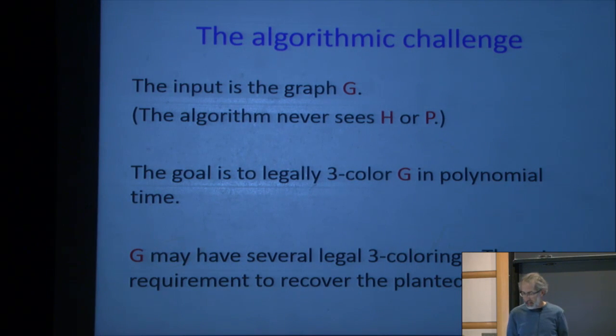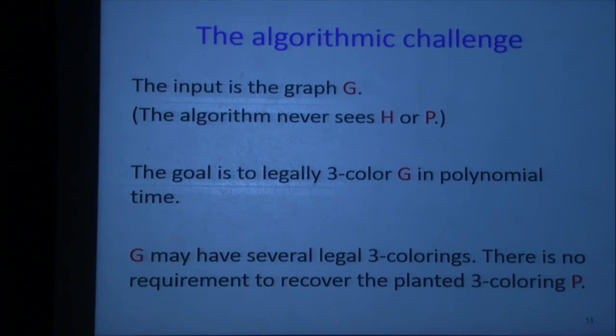So within this model, the algorithmic challenge is the following. The input is some graph G that we get from this procedure. The algorithm never gets to see the original host graph H or the planted coloring P. And the goal is to legally three color this graph. And let me emphasize here that the algorithm does not have to output the planted coloring. Any legal three coloring is okay.